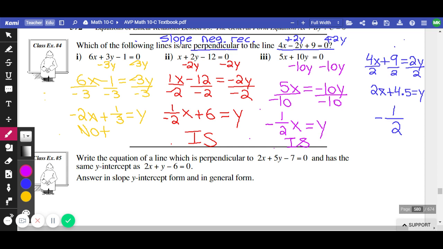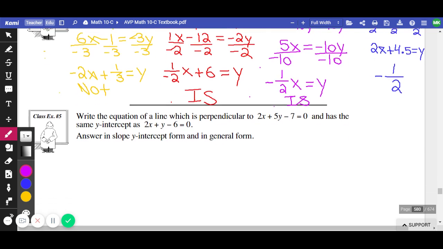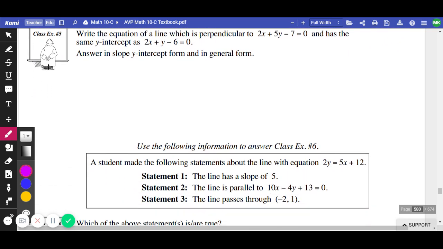Awesome. Class example 5. Write the equation of a line which is perpendicular. Perpendicular means negative reciprocal slope. Perpendicular to this thing, and has the same intercept as this thing.